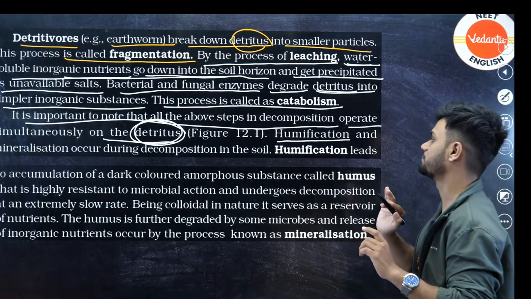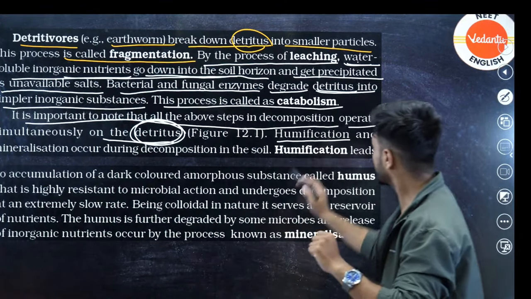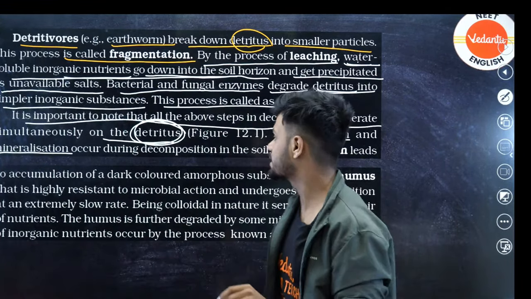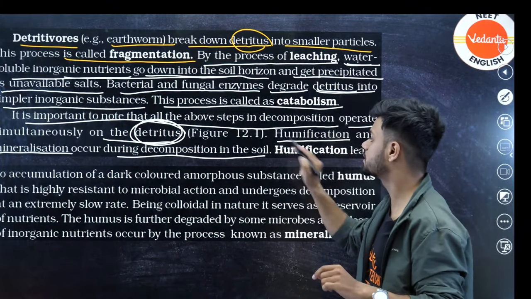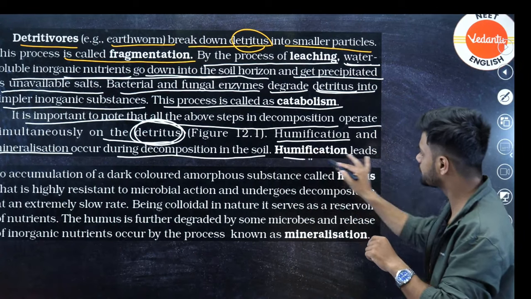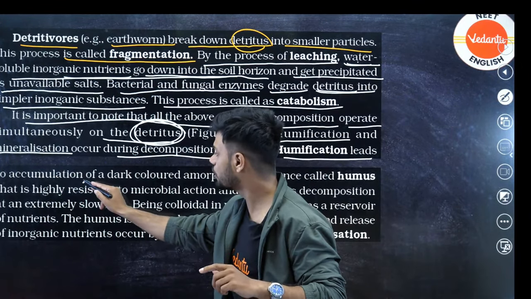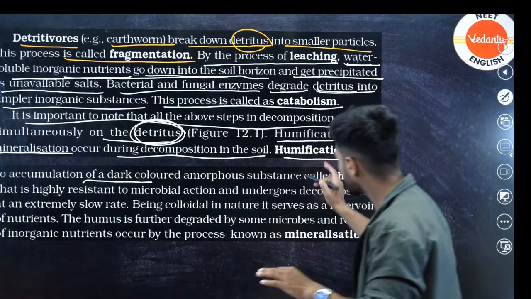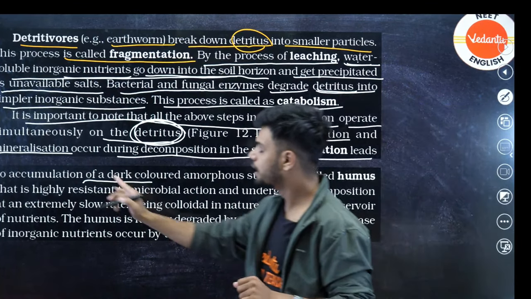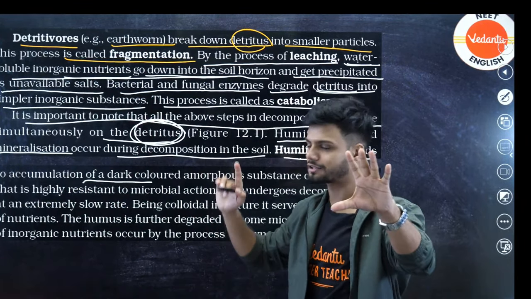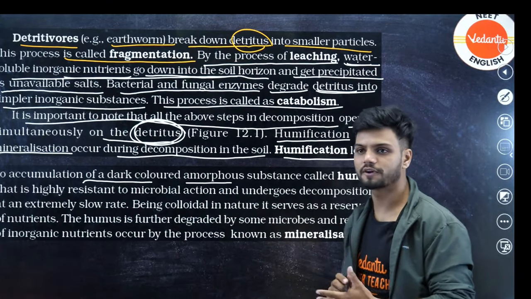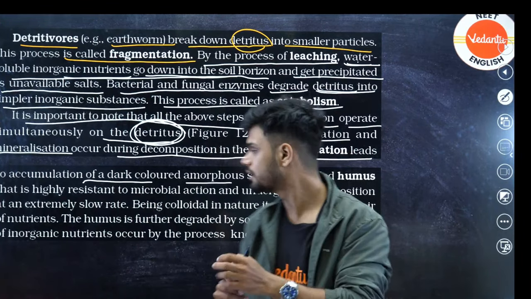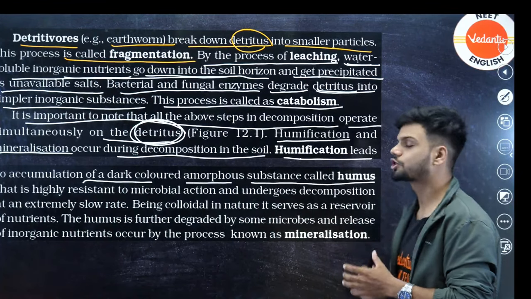The next one is humification. Humification and mineralization occur during decomposition, in the soil. Humification leads to accumulation of a dark amorphous substance. Very important, PYQ alert. What is amorphous? Opposite of crystalline, like an almost solid-liquid condition, like a colloidal substance, called humus.